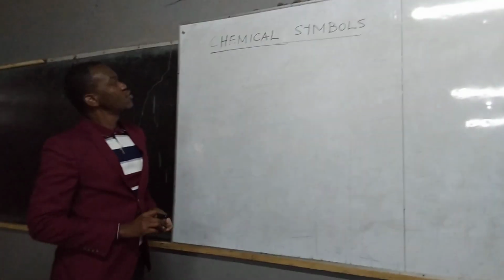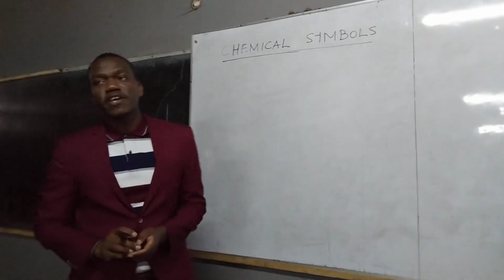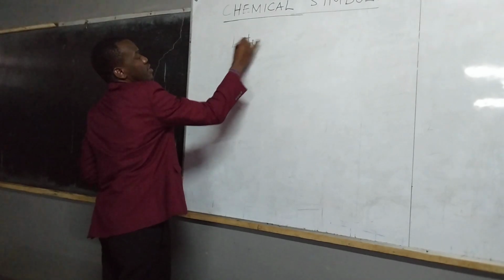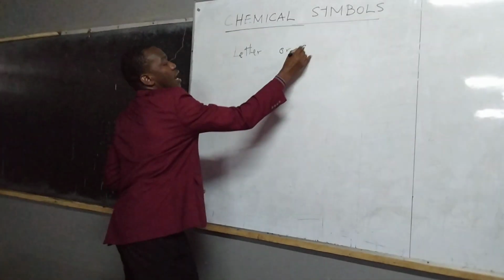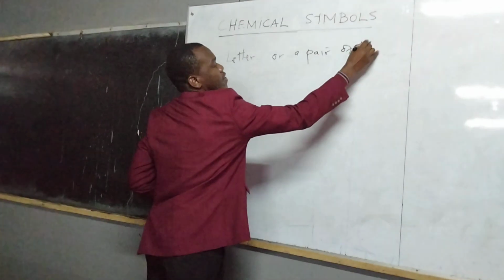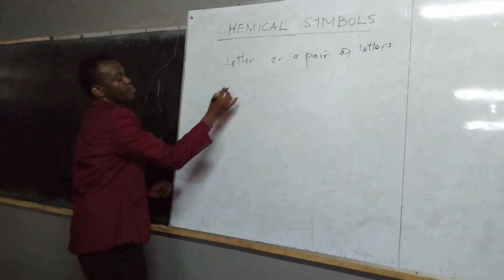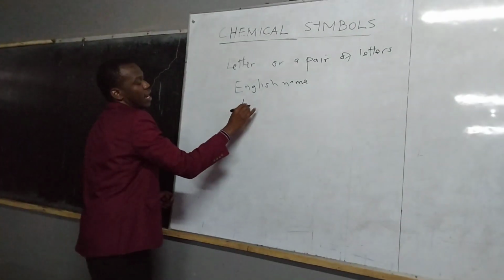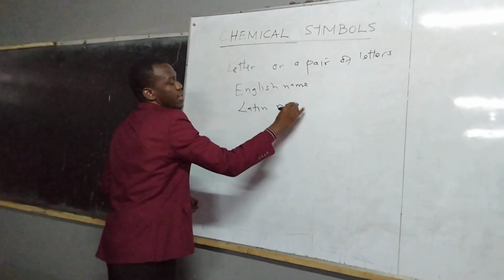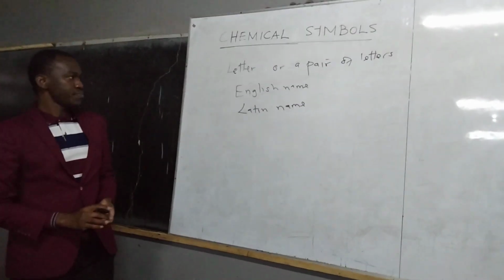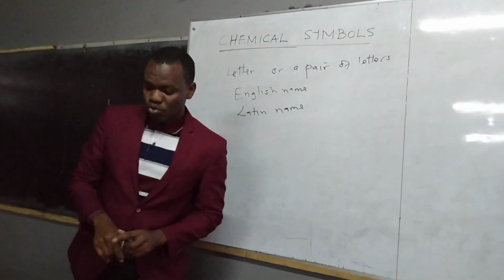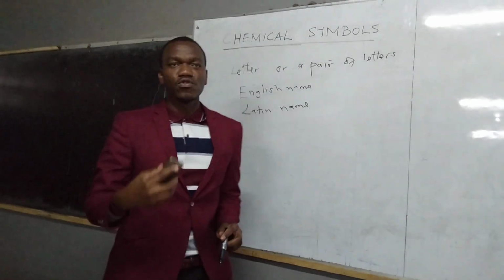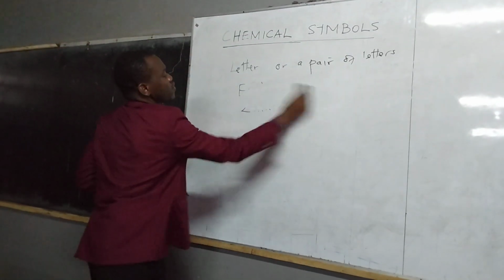Now, a chemical symbol is just a letter. It can be either a letter or a pair of letters where you extract from either an English name or a Latin name. It could be a Latin or a Greek name. Now I'm going to go straight to the rules, because there are rules that you are supposed to follow so that you write the correct chemical symbols.